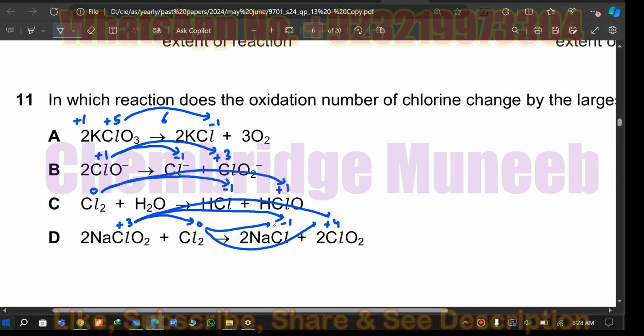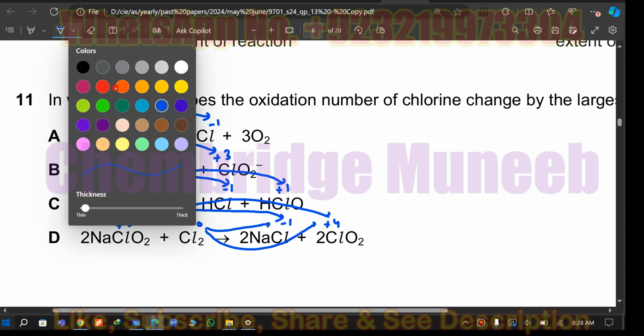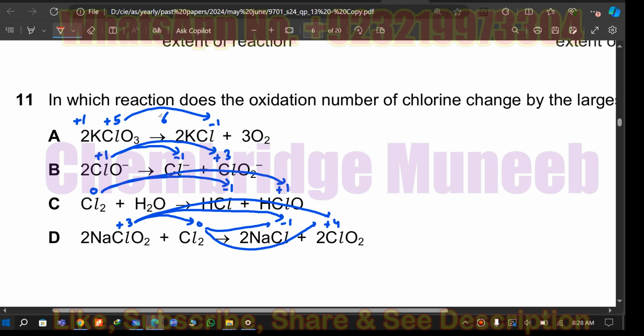So we have seen all these changes, but the largest change comes in option A, where we can see the change of 6. All the rest of the options will give smaller values than this. Like for example in B we get from +1 to -1, which is a change of 2, and from +1 to +3 again it is 2, here it is 1, here it is again 1. So the correct option becomes A. So just by calculating the oxidation numbers we arrive at the right answer.